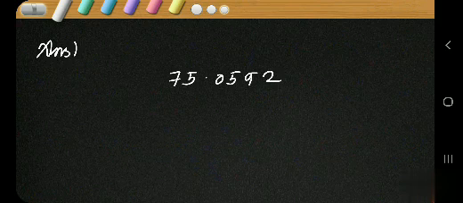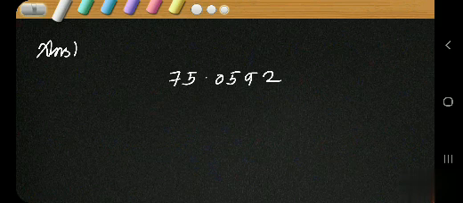So let's start with the whole number part. Which is the whole number part in this number? Yes, the whole number part is 75. Which is the decimal part? The decimal part is 0592. Can we read this number as 75.592? No, isn't it? After the decimal point, we have to name the digits one by one.